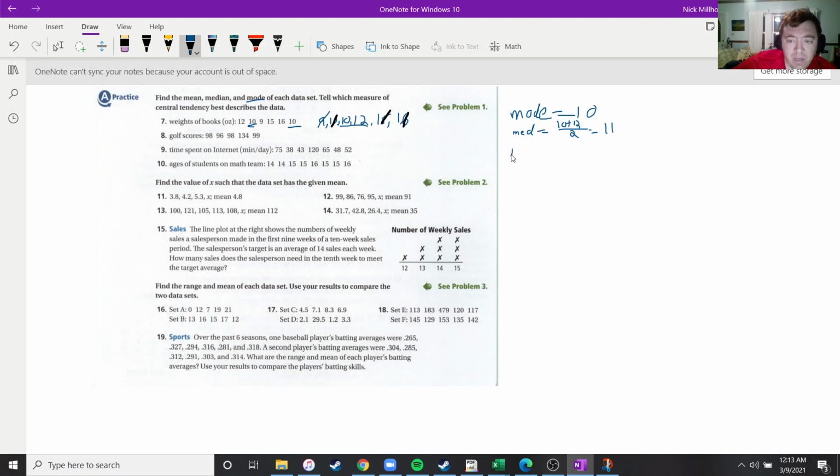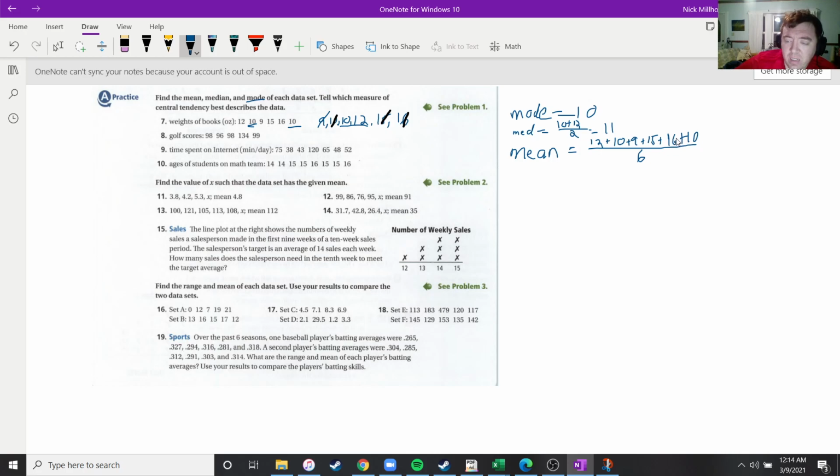Now our mean, we are going to add them all up and divide by the number of data points we have. So it's going to be 12 plus 10 plus 9 plus 15 plus 16 plus 10, all over 6.